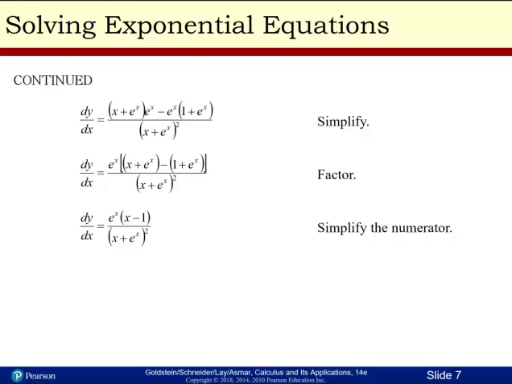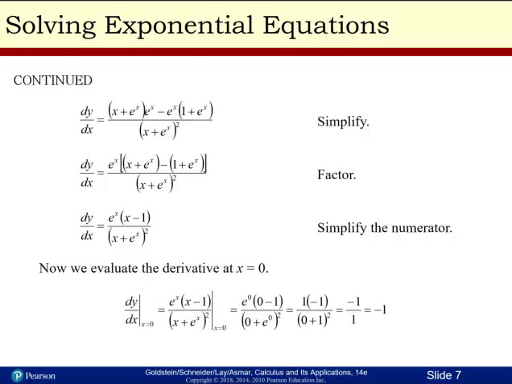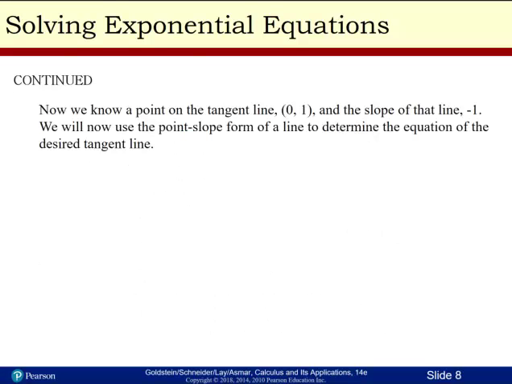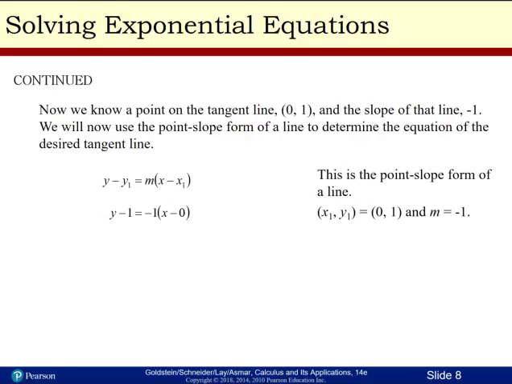Now we're going to evaluate the derivative at x equals 0, so plug in a 0 for x. Once we do that computation, we're going to get that that derivative equals negative 1 at that point. So that's our slope. So now we know a point on the tangent line, 0, 1, and the slope of that line is negative 1. Now we're just going to use the point slope form of a line to determine the equation of the desired tangent line. So here's our point slope form of a line. Plugging in our point and our slope, and then simplifying, we'll get y equals negative x plus 1.